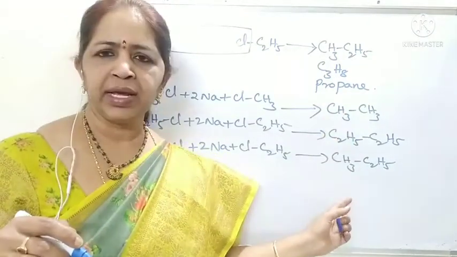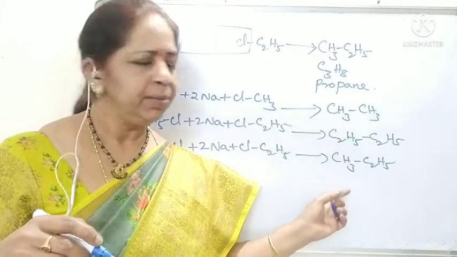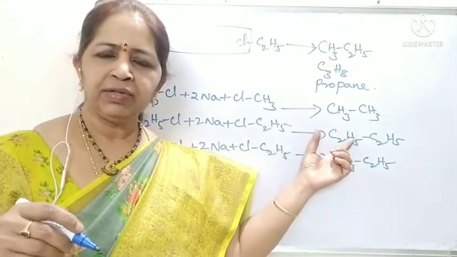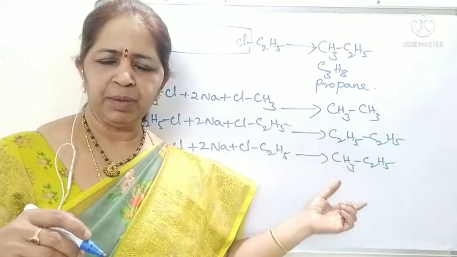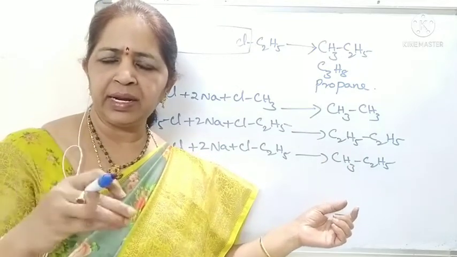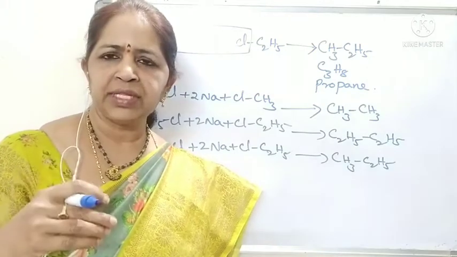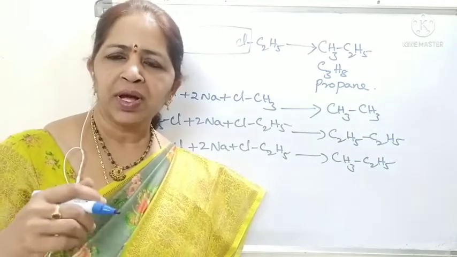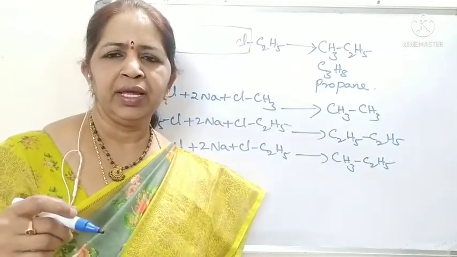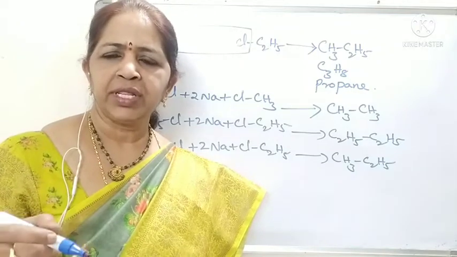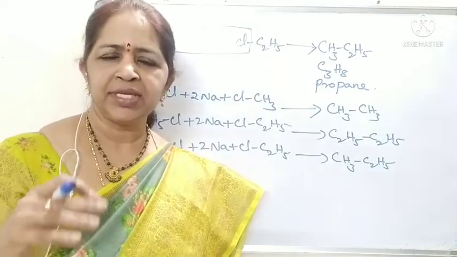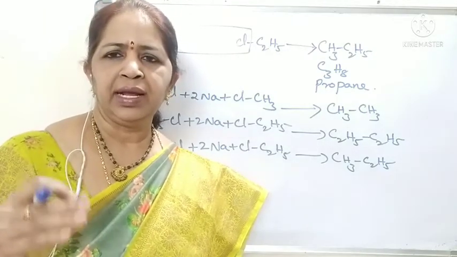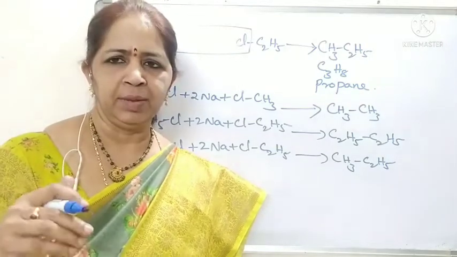Here we get a mixture of alkanes which is very difficult to separate, because these are all in a homologous series. They have similar physical and chemical properties and differ very little in their boiling points. As the difference in boiling points is very small, it is very difficult to separate them. So, crossed Wurtz reaction is generally not adopted for the preparation of alkanes, only simple Wurtz reaction. Simple Wurtz reaction is, by taking a single alkyl halide, we prepare an alkane with double the number of carbon atoms.